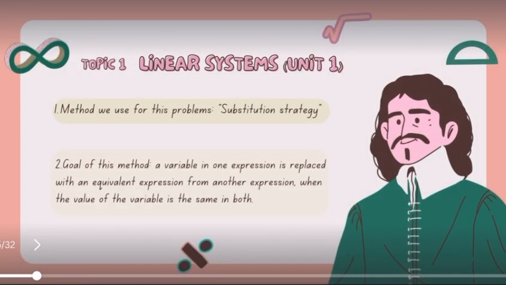Okay, so let's go on to the first topic. It's called linear systems, and it's from the first unit. Firstly, I want to talk about the method. For this topic, we use a method called the substitution strategy. The goal of this method is that a variable expression in one expression is replaced with an equivalent expression from another expression when the value of the variable is the same in both. Oof! We used the word expression a lot in this one.